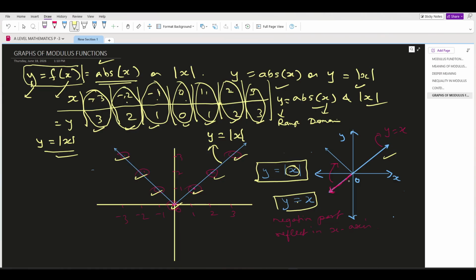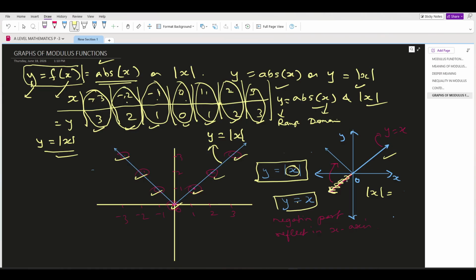Now what you do, because modulus of x can never be negative, this particular part of the graph, this one, cannot be a part of the modulus of x graph. So this you remove from that. So the graph of y is equal to x is the whole line, this line, but if you want to plot the modulus of x graph, remove any part of the graph below the x-axis. So this is below the x-axis, so that I will remove.